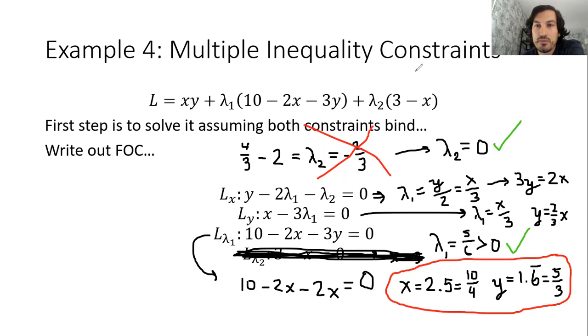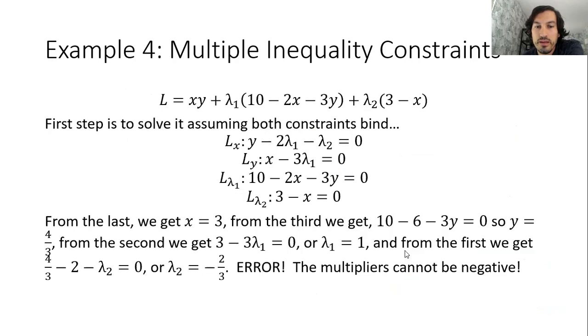I'll clear my drawings. Oh, by the way, I do have the answer here. Same thing I did with you is written here. Remember, we found lambda 2 equals -2/3. This is an error. Error is maybe not the right word, but it means it's an invalid solution. The multipliers cannot be negative.